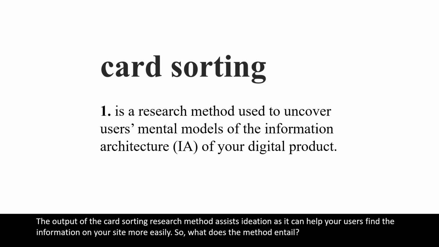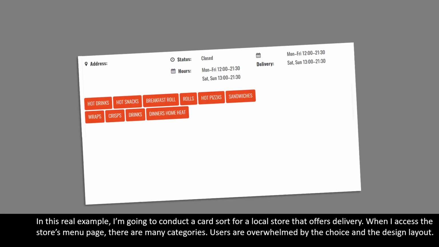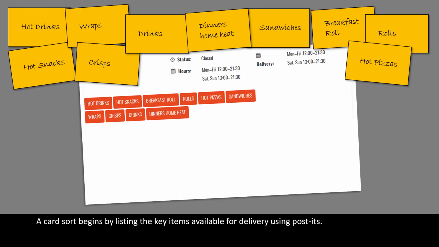The outputting of the card sorting research method assists ideation as it helps your users to find information on your site more easily. So what does the method entail? In this other example, I'm going to conduct a card sort for a local store that offers delivery. When I access the store's menu page, there are many categories. Users are overwhelmed by the choice and the design layout.